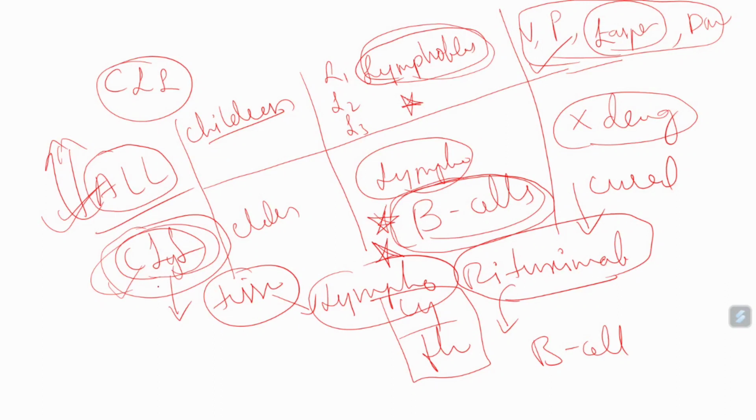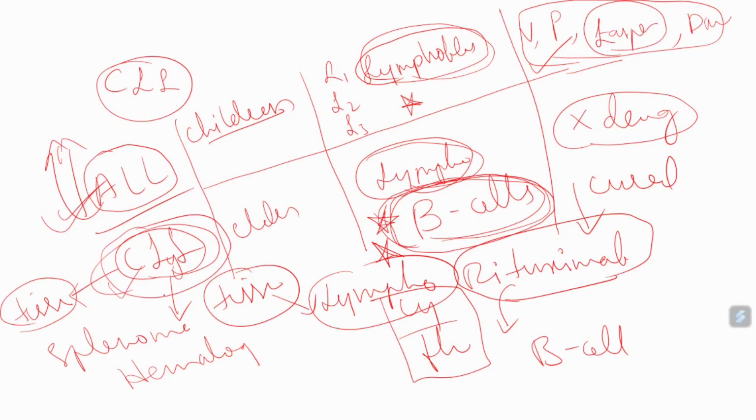Okay, and here one more point: in chronic lymphoid leukemias, the cells can infiltrate into certain tissues, and it will cause splenomegaly or hepatomegaly. In hepatic tissues, it will be infiltrated and it causes hepatomegaly. And sometimes these B cells or lymphoblast cells in chronic lymphoid leukemia involve the lymph nodes also, and it causes lymphadenopathy.